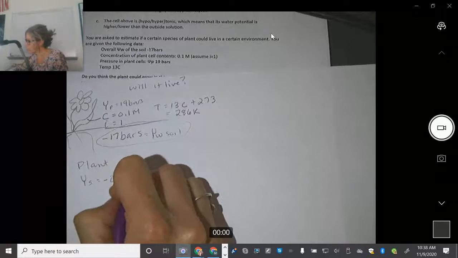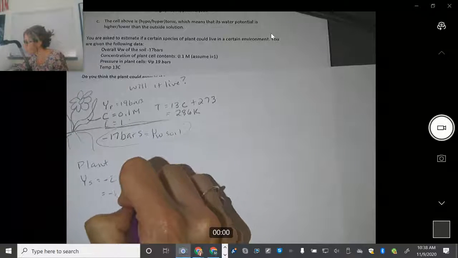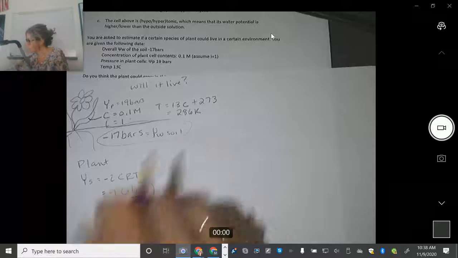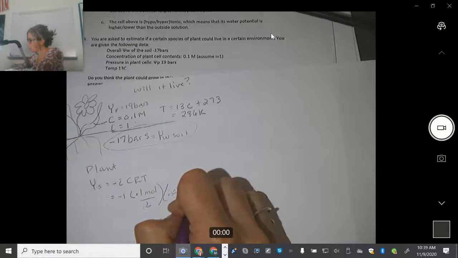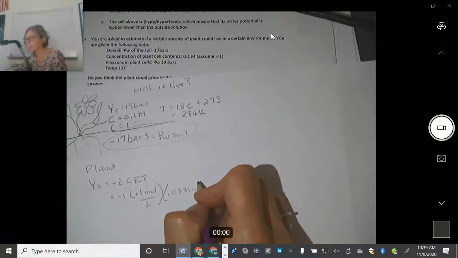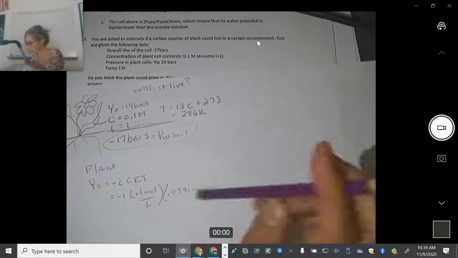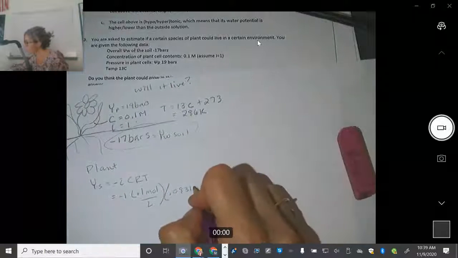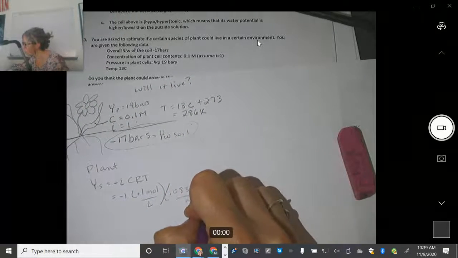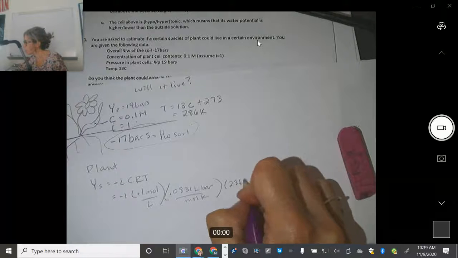So that's negative iCRT, and so i is 1, and the concentration it says is 0.1 molar. I'm going to call that moles per liter. I'm running off the edge here. All right, and then R is 0.0831 mole... no, what is the unit here? I'm going to look here at R, liter bar per mole Kelvin. Okay, so liter bar per mole Kelvin. And then the temperature is, I calculated it up here, 286 Kelvin.